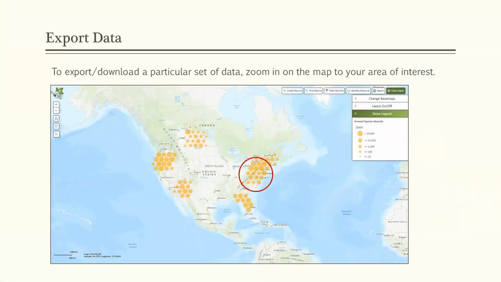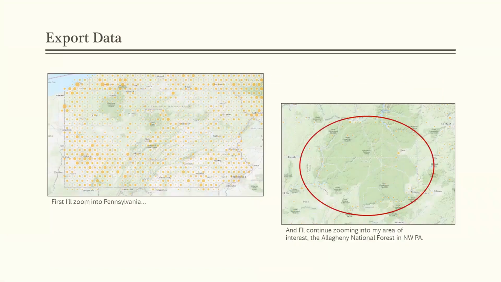So in order to begin exporting data, you'll want to log into iMap like you do normally. And then you want to make sure that you're zooming in on the map to a particular area of interest. So I'm going to show you that. So first on that map, I'm going to zoom into Pennsylvania. We're still at that hexagon view. So I know I want to zoom in a little bit farther because I want to get to a more specific place.